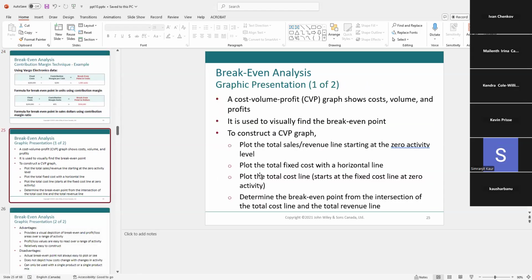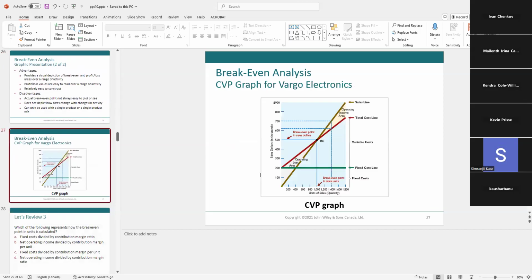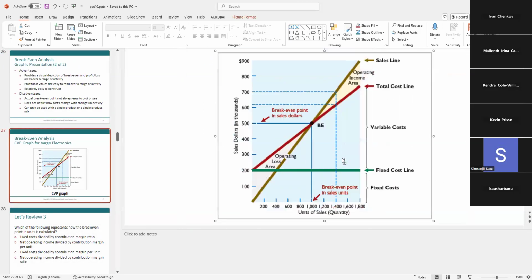With the graph, this is how it's going to show. Let's make it bigger so you can see it. So what does that mean? Fixed cost is fixed cost. We always start with the fixed cost. Once we start with the sales, the variable costs come in.